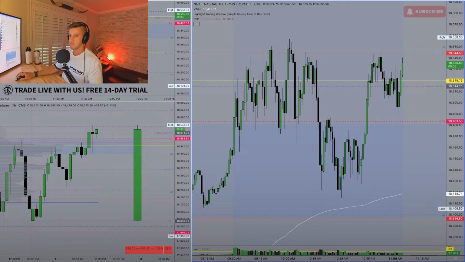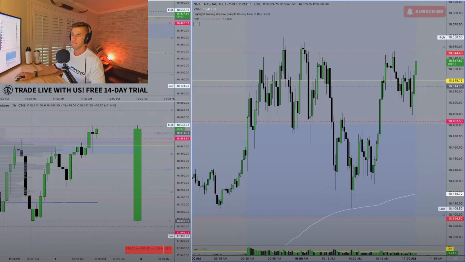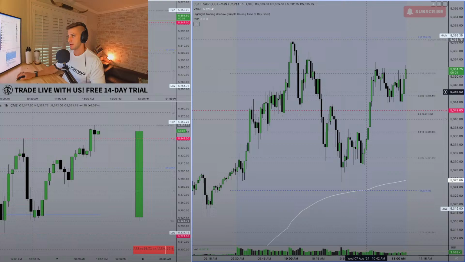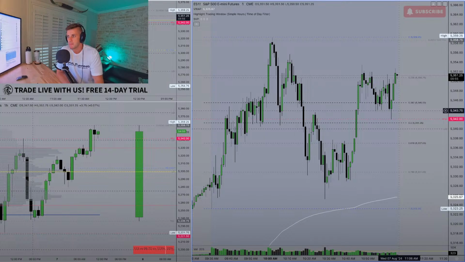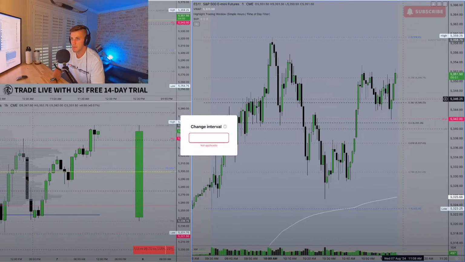That was a scalpable opportunity. ES, same thing. Perfect retest of the prior day high to the tick. Really nice. Really nice. Let's see kind of those micro.